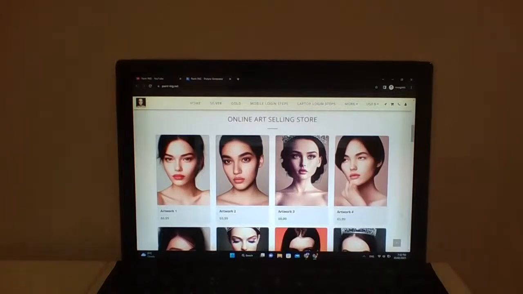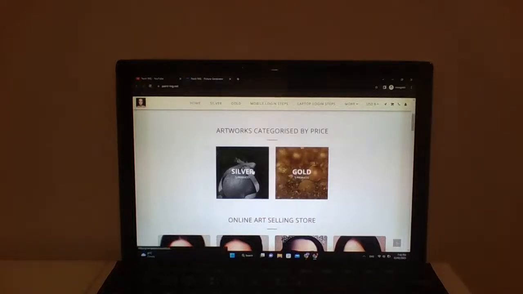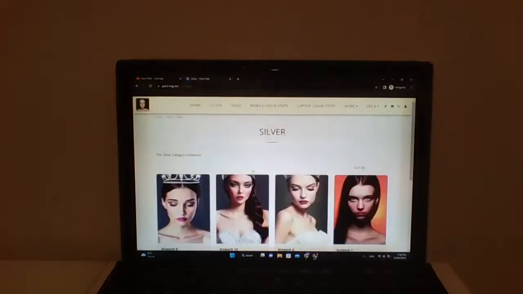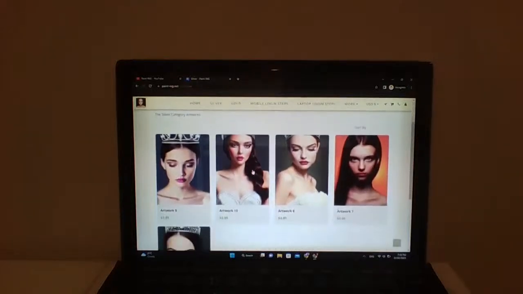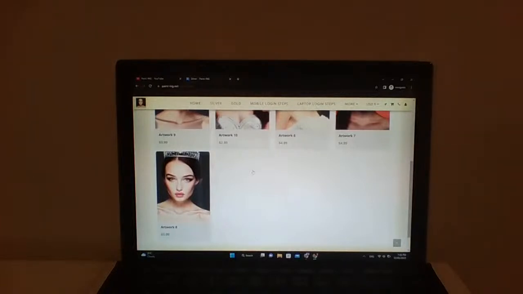In our app, there is an online art selling store. It is where we display our customers' artworks. Our customers are able to sell their artworks in our online art selling store. The artworks are categorized by price. There's the gold category and the silver category. These are the artworks that are part of our silver category. These artworks are all created by our team.